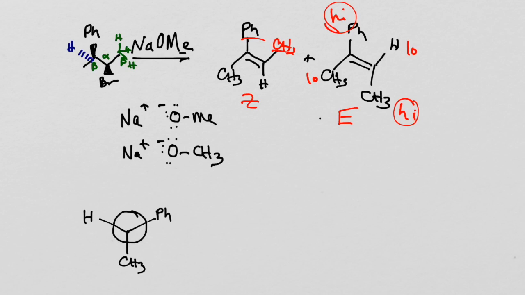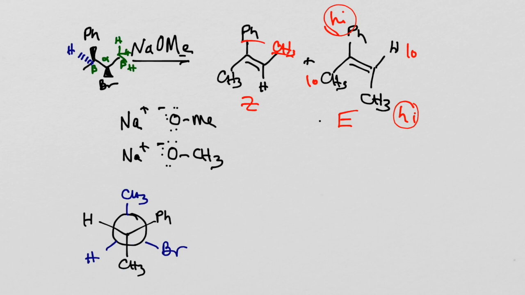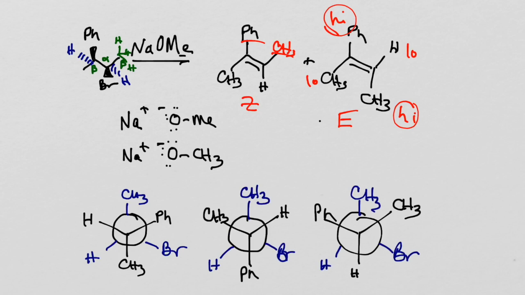I'm going to change colors. What's on the back carbon is going to be the methyl sticking up. The bromine is out on the wedge, and the hydrogen is on the dash. And which hydrogen do I mean? I mean this one right here. Okay. Now I'm going to rotate my front carbon, and I'm going to draw my other 2 Newman projections.